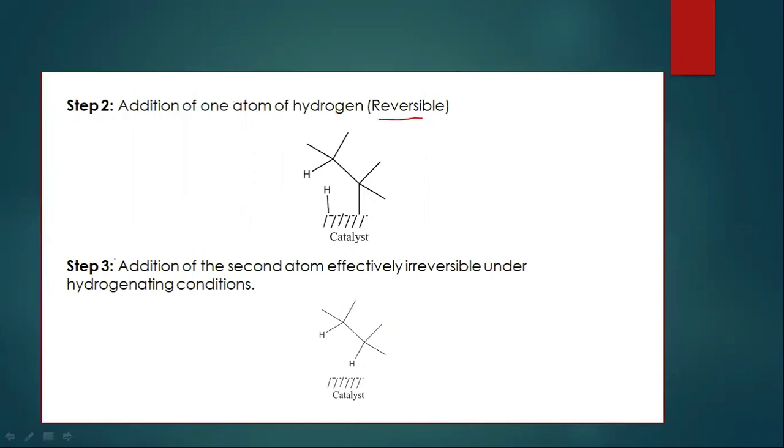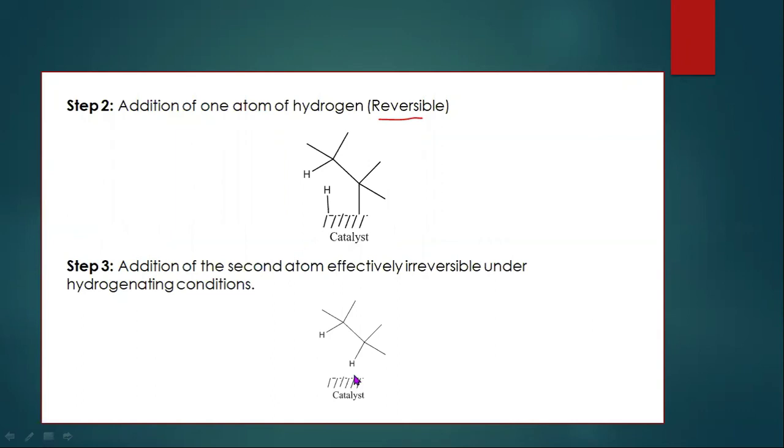Then step three is the addition of the second hydrogen atom effectively, and this process is irreversible in nature under hydrogenating conditions. That means one hydrogen is still present over the catalyst surface. In order to complete the hydrogenation process, ultimately you need to have an alkane as a product, because you started with an alkene unsaturated system. Reduction of alkenes to alkane is the motto of this heterogeneous catalyst-based reaction.